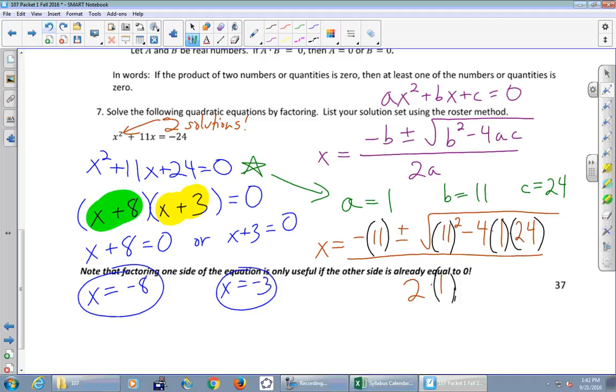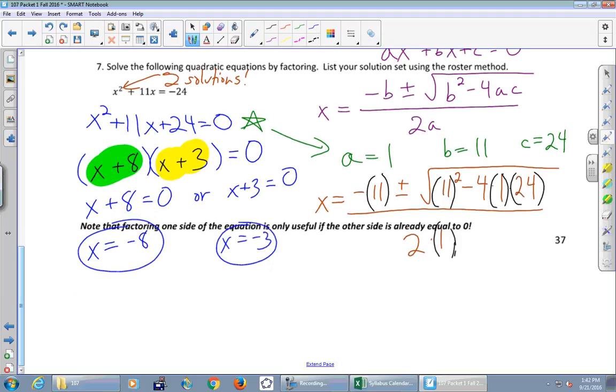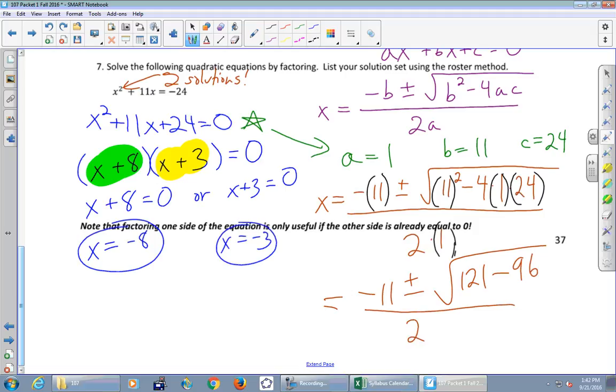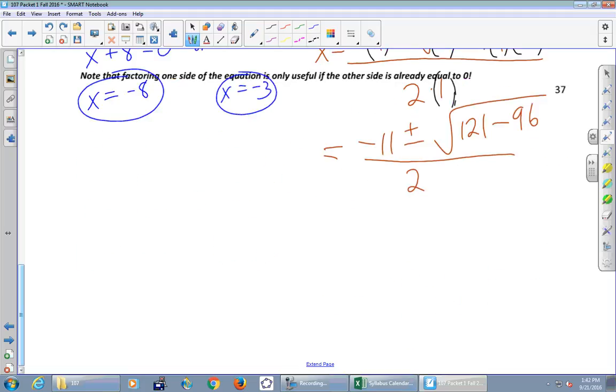Okay, so let's finish this guy up here. Equals. Okay, so negative 11 is there, plus or minus square root of 11 squared, that's still 121, minus 4 times 24, I think that's 96. Yeah, 96. Divided by 2 times 1 is just 2. Negative 11 plus or minus square root of. Okay, so then we just subtract here. 121 minus 96 is 25. Divided by 2.